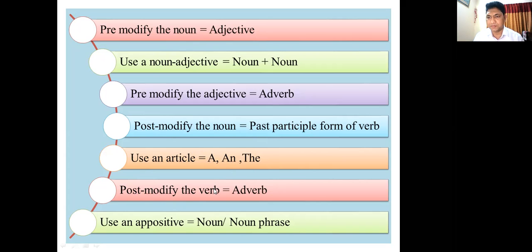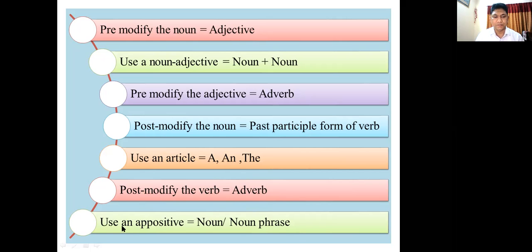Post-modify the verb. If you are asked to post-modify the verb in the question paper, you have to write adverb because you know that adverb can modify verb. Okay. So if you are asked to post-modify the verb, you have to write down an appropriate adverb.